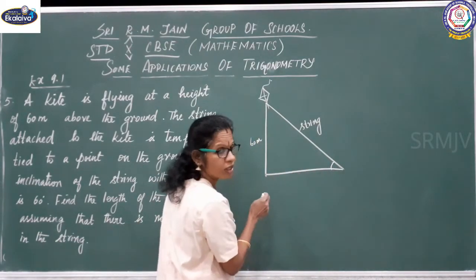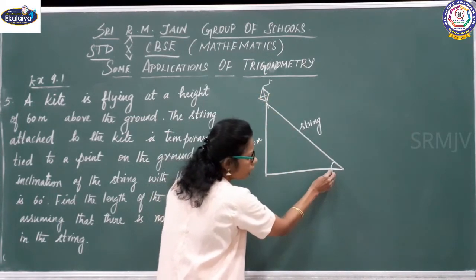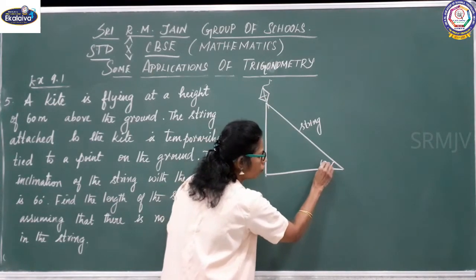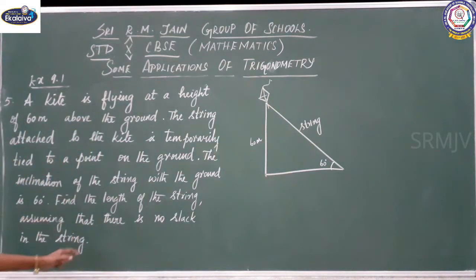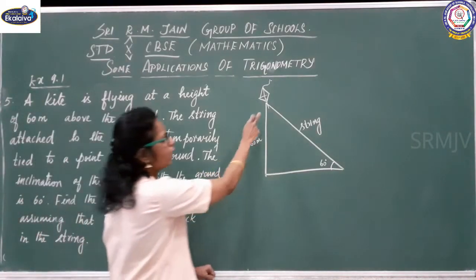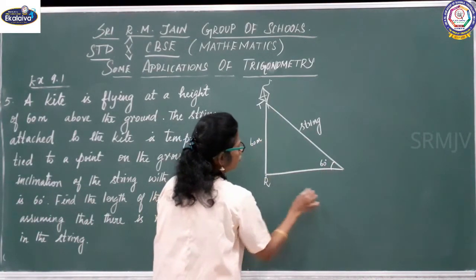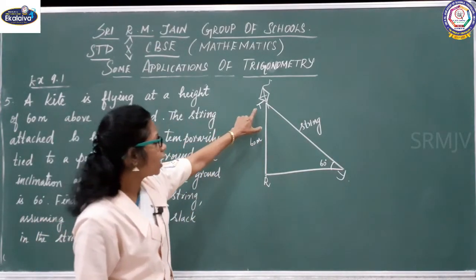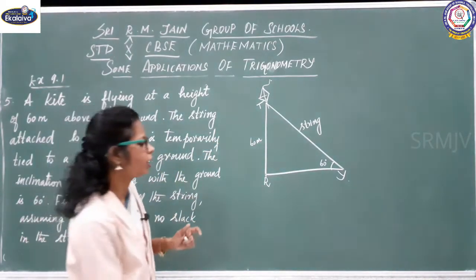This is our horizontal line. Above, this is our line of sight. Above the horizontal line and the line of sight, the angle is there, that is angle of elevation. They mentioned as 60 degree. Find the length of the string. Right? They are expecting to find, they are asked us to find TY. What is the measurement of TY?